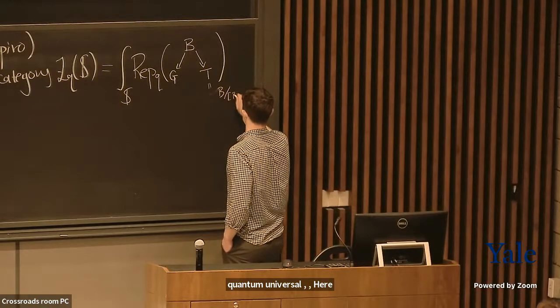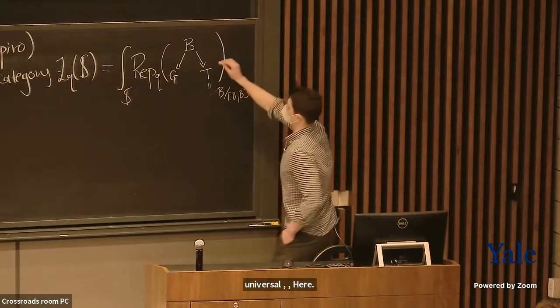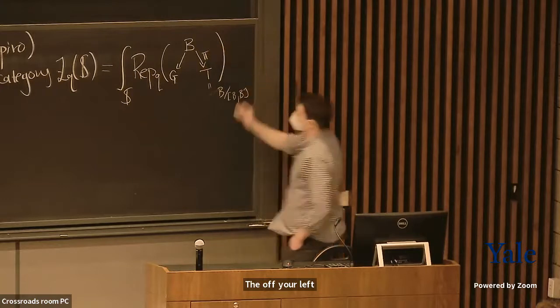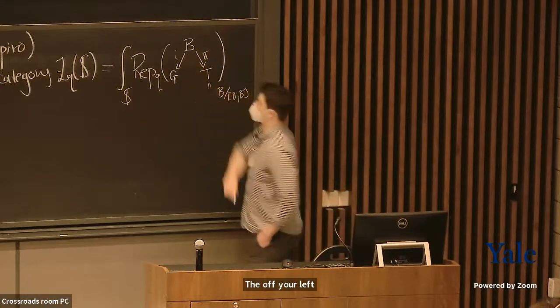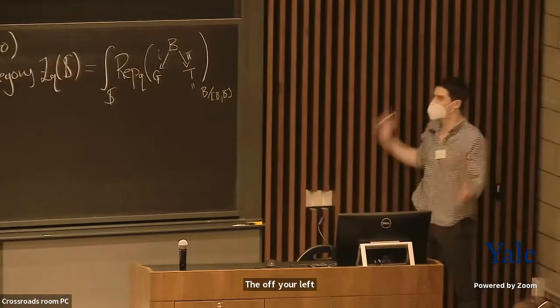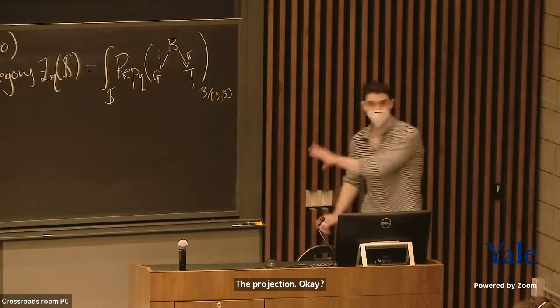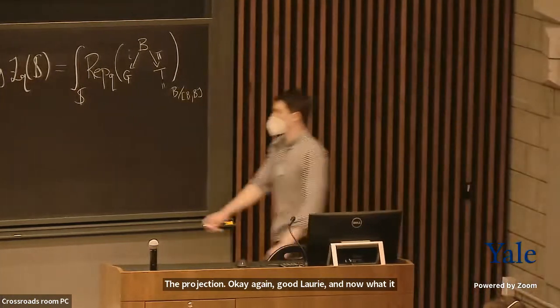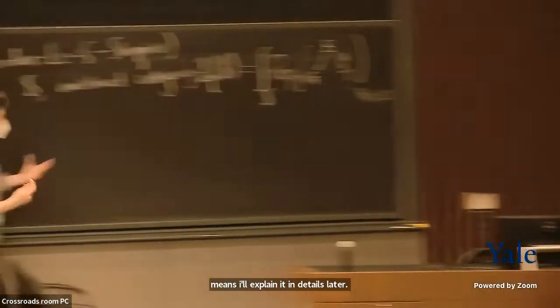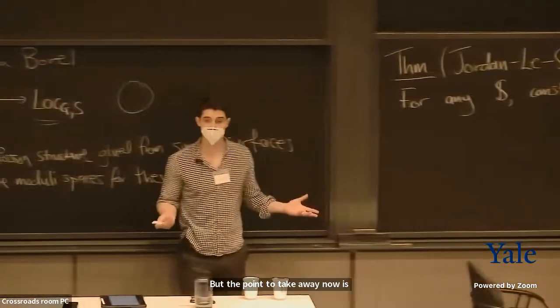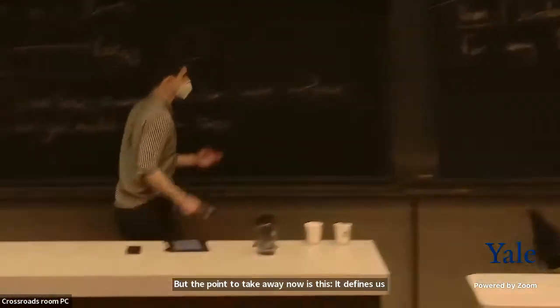So in other words, here is the quotient. This map is the projection. This one. Okay. Again, don't worry for now what it means. I'll explain it in detail later. But the point to take away now is that this defines some category associated to the decorated surface S.